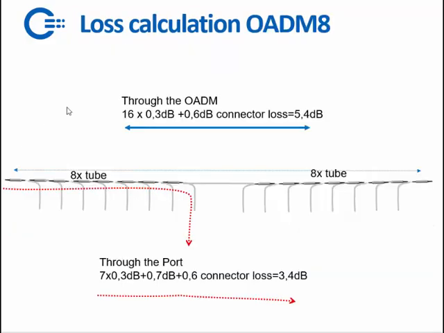Then if you would like to have an OADM 8, you're talking about getting light through 16 tubes, so 8 on this side and 8 on the west side. So it's 16 times 0.3 plus 0.6 for the connector loss. So you're talking about 5.4 dB loss. If you want to know the loss of the color, you will go through 7 of these tubes. Then the last tube you will take the color out, and that is plus 0.7 plus 7 times, so you're talking about 3.4 dB loss of an OADM 8.